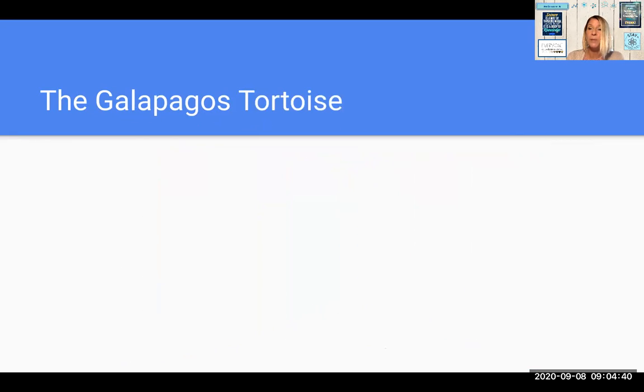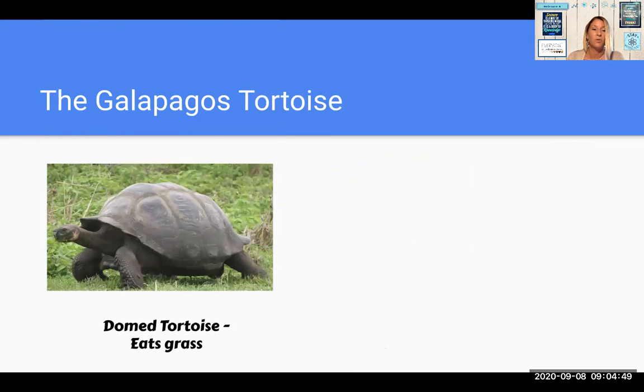There are three really important ones to understanding how Charles Darwin came up with this idea of natural selection. Of course, the most famous one is the Galapagos tortoise. Charles Darwin noticed that these tortoises looked very similar to tortoises on the mainland, except they were gigantic, right? So we have the first one, which is the dome tortoise, looks the most like the mainland tortoises aside from its size, and it eats grass and kind of lives and acts very similar to mainland tortoises.